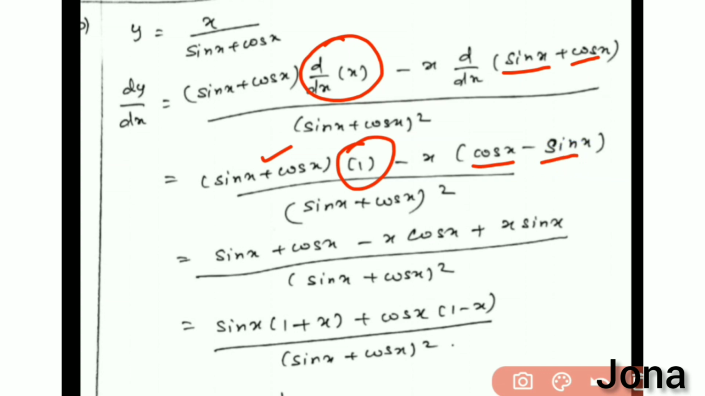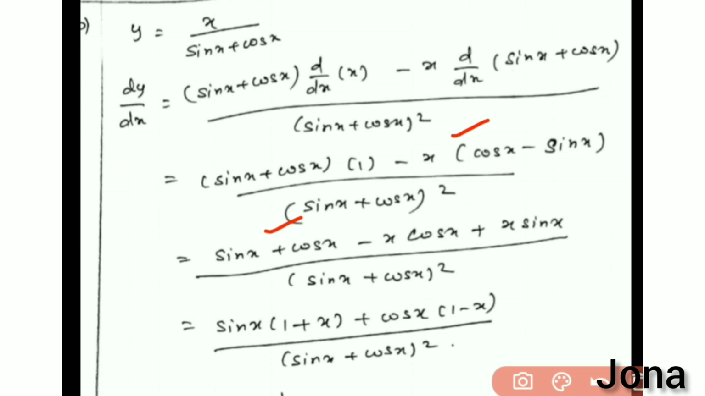Here we can simplify this numerator as sin x plus cos x minus x cos x plus x sin x. And then we want to simplify this, group the sine terms. sin x is common here, so we can take 1 plus x, and from these two we want to take cos x as common factor. So 1 minus cos x, divided by sin x plus cos x the whole square.